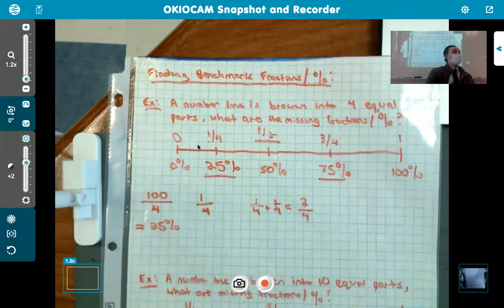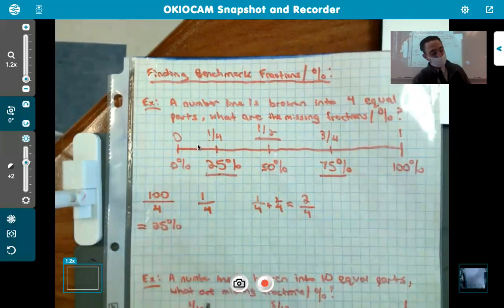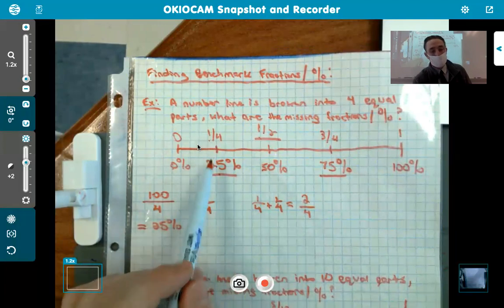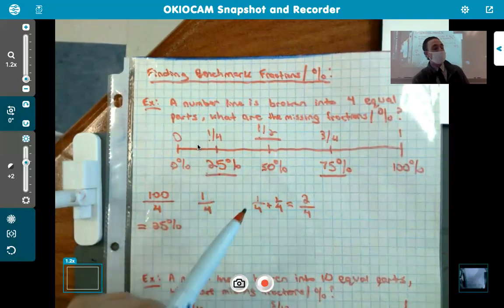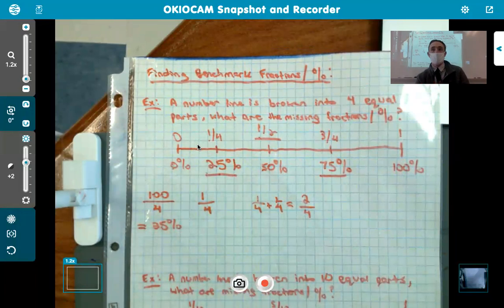Okay, so that's one way to go about this type of problem, is to think about the intervals that you can break it up into. Another thing that you can do is, if you have a missing percent or missing fraction, you can work with what we've done before, converting from a percent to a decimal or something like that, or from a fraction to a percent.